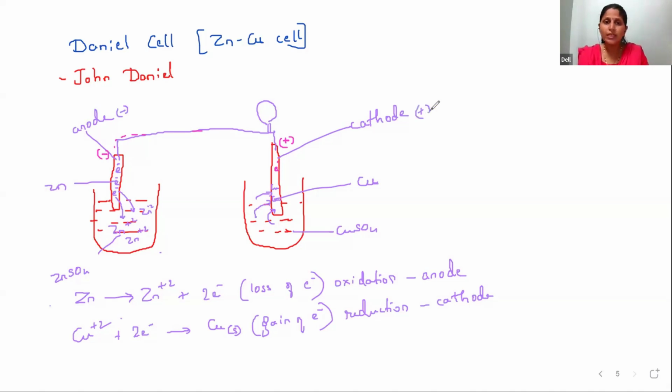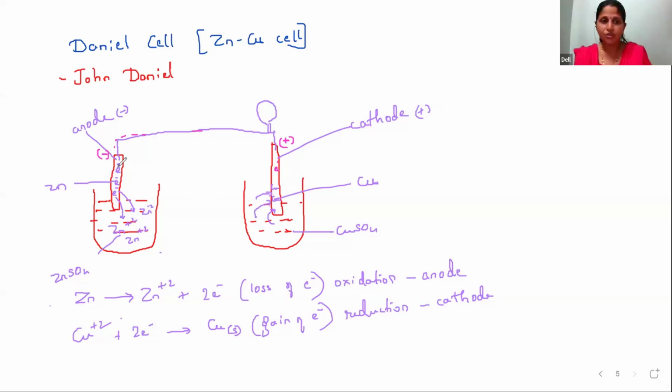Up to this, you will see that after some time, this zinc rod goes on becoming thinner and thinner because Zn+2 ions are getting into the solution and Cu+2 ions are getting deposited on this, and therefore this rod goes on becoming thicker. So cathode goes on becoming thicker and anode goes on becoming thinner.